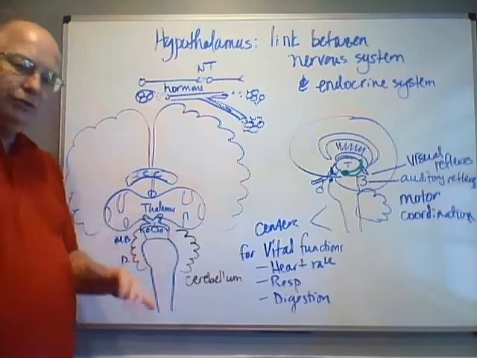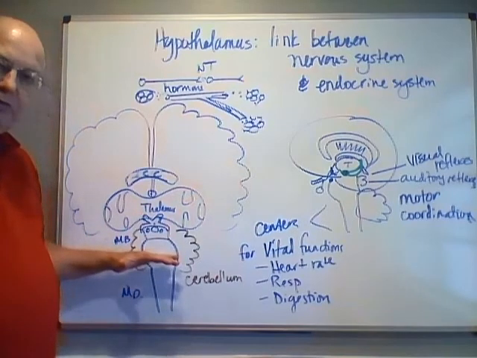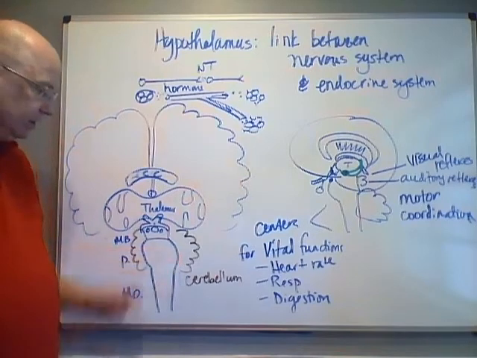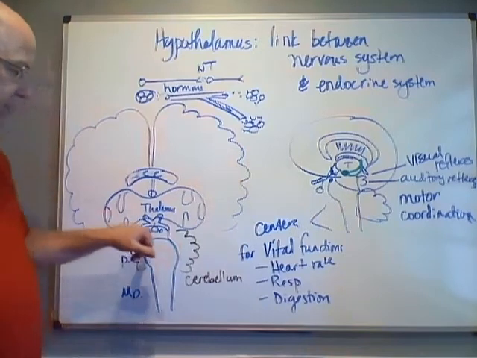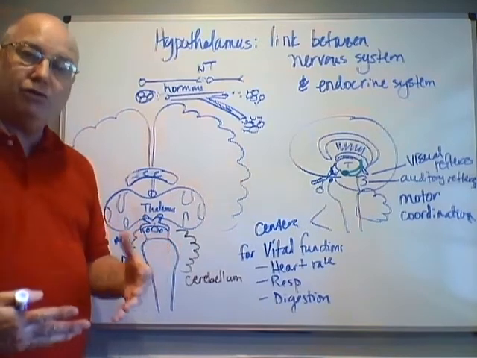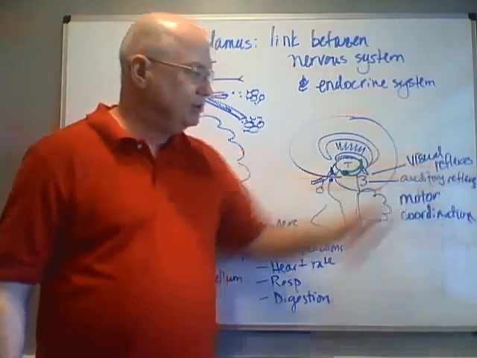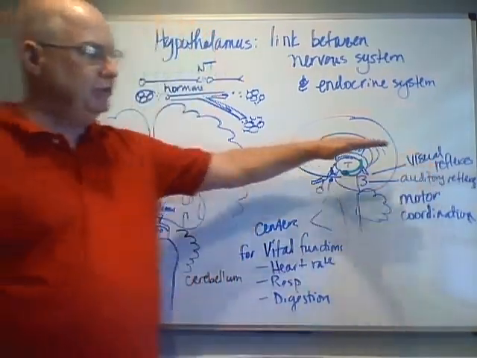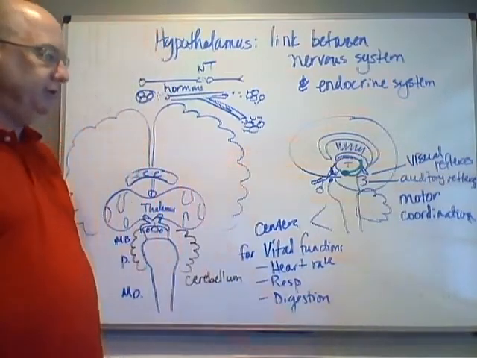So let's start reviewing real quick. Basic vital functions: heart rate, digestion, and breathing are in the medulla and pons. The pons is a bridge to the cerebellum, which does a lot of motor coordination. The midbrain has some motor commands coming out of it, but on the back of the midbrain we have visual reflexes and auditory reflexes. The superior colliculus does visual reflexes, the inferior colliculus does auditory reflexes.